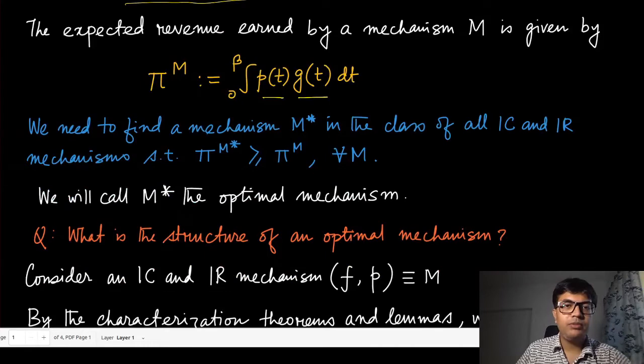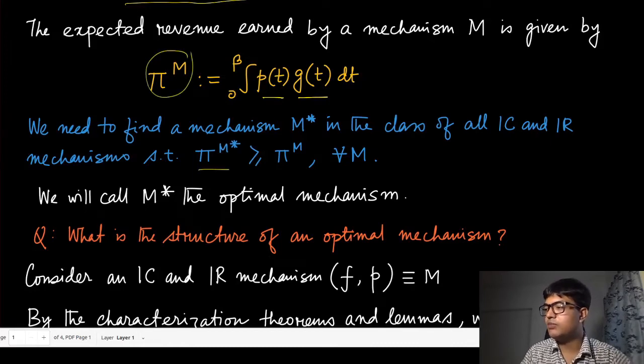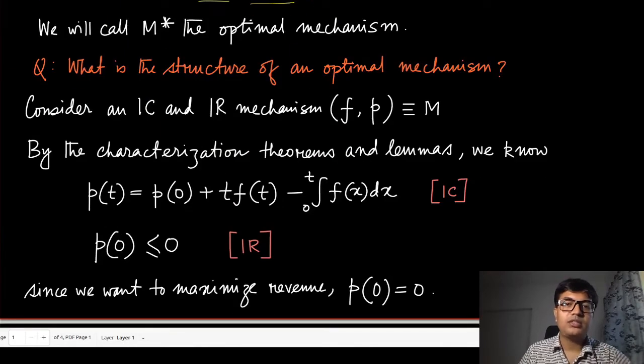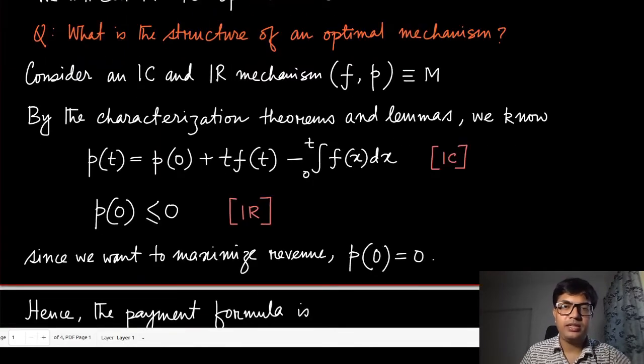So the problem of optimal mechanism is to find a mechanism M star in this class of IC and IR mechanisms such that the revenue earned, so this is the expected revenue, by that mechanism M star is going to outperform all the other mechanisms, and we'll call this M star the optimal mechanism. Now what is the structure of the optimal mechanism? That is the question that we are interested in.